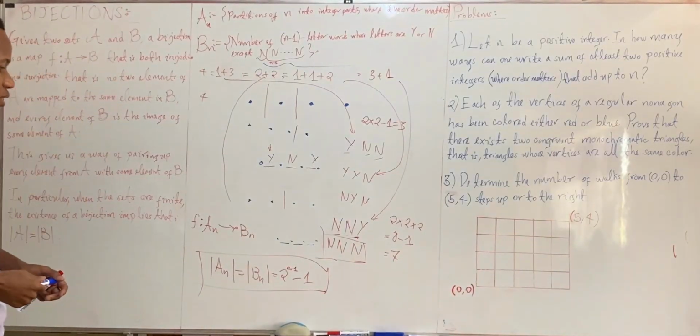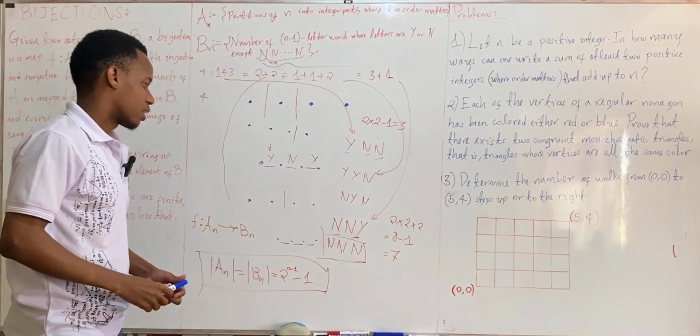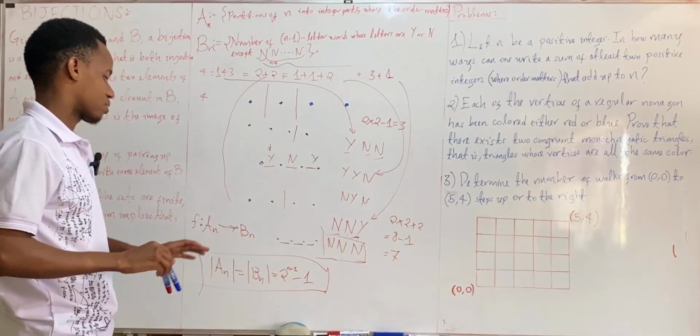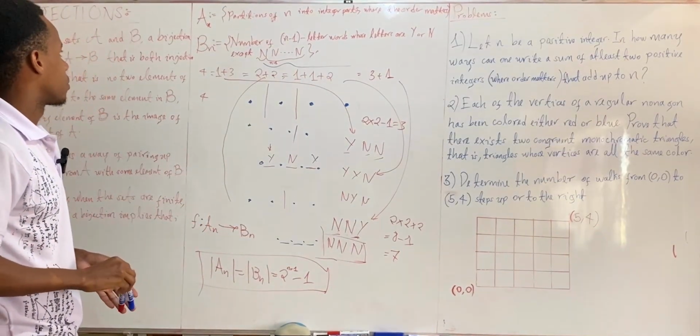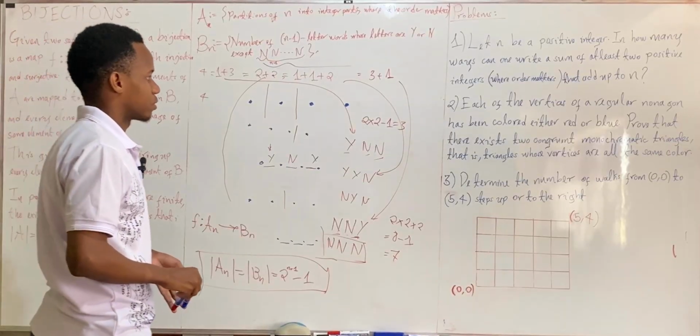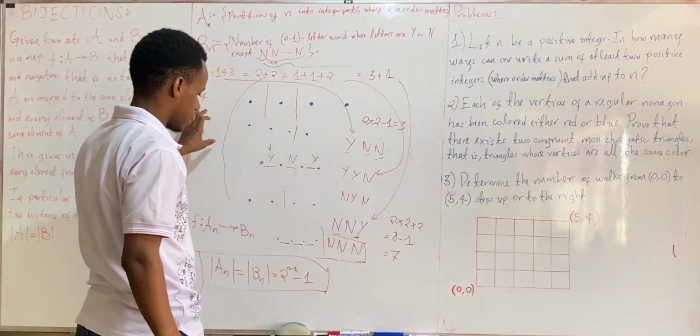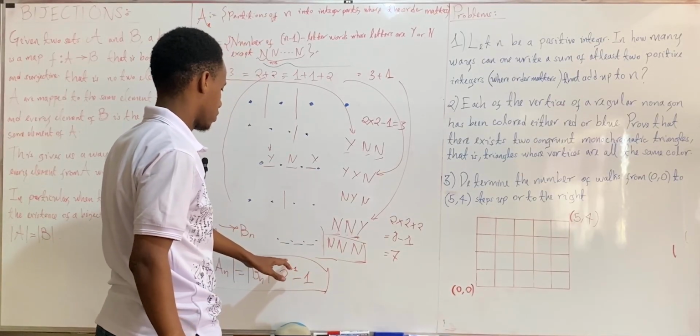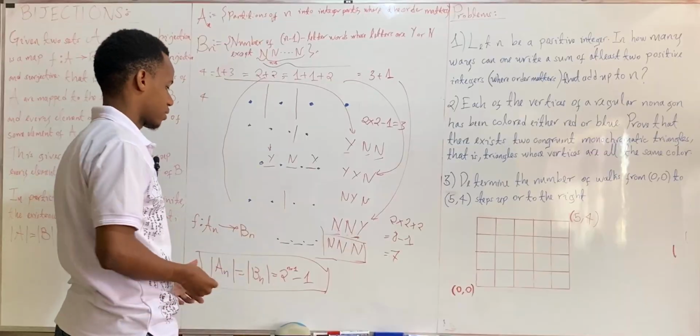So for general n, the answer will be 2 to the n minus 1, minus 1, which actually agrees with what we saw for the smaller cases. When n equals 3, we get 3. When n equals 4, we get 7. So that's it.